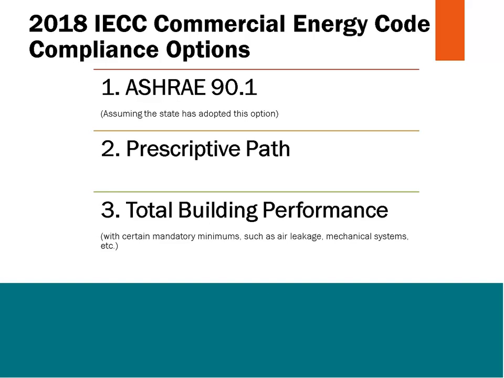Now we're going to take a quick look at the commercial energy code compliance options. Basically you have the American Society of Heating, Refrigerating, and Air Conditioning Engineers using their 90.1 model, assuming that the state has adopted that option. The second option for compliance in commercial is using the prescriptive path that we went over. And the third option is total building performance, which has certain mandatory minimums such as air leakage, mechanical systems, etc.